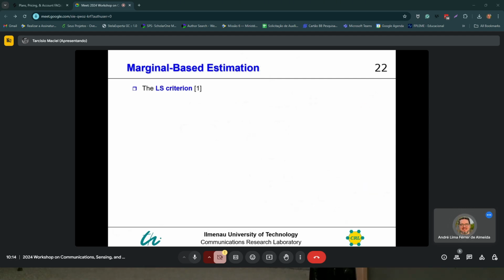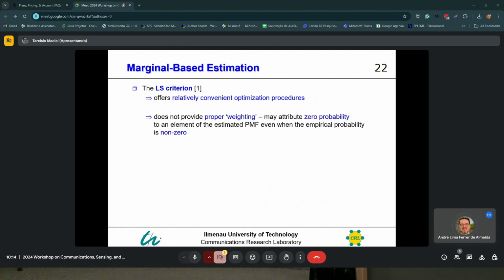Okay, so the least squares criterion that we had on the previous slide offers a relatively convenient optimization procedure, however, it does not provide proper weighting. Why? Because it may attribute 0 probability to an element of the estimated PMF even when the empirical probability is non-zero. It's non-zero, but it has occurred, but it's very small, so it doesn't really matter if we use the least squares cost function, right? But from our application point of view, this is of course not good.